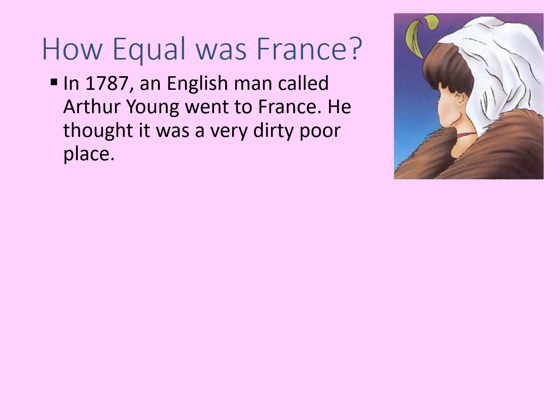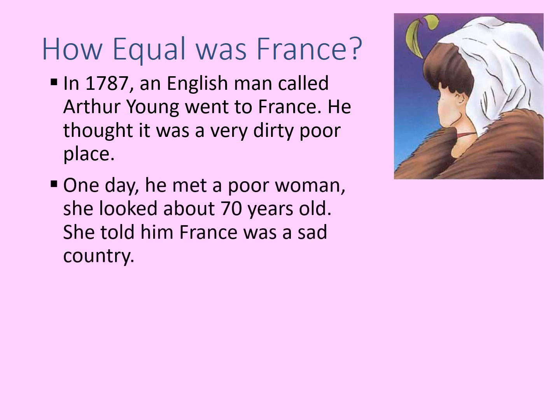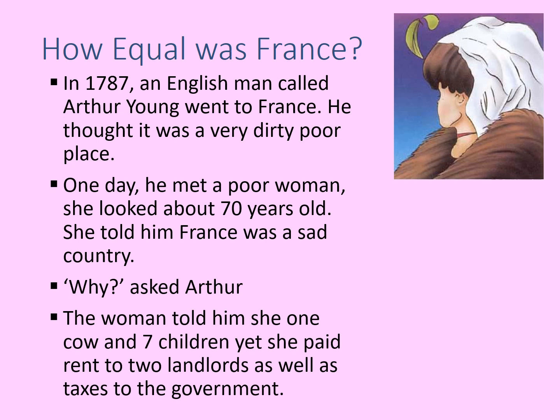In 1787, an Englishman called Arthur Young went to France. He thought it was very dirty and a very poor place. One day he met a poor woman. She looked about 70 years old, according to Arthur Young, and she told him that France was a sad country. Why? Asked Arthur. Well, the woman told him that she had 1 cow and 7 children, yet she paid rent to 2 landlords as well as taxes to the government.